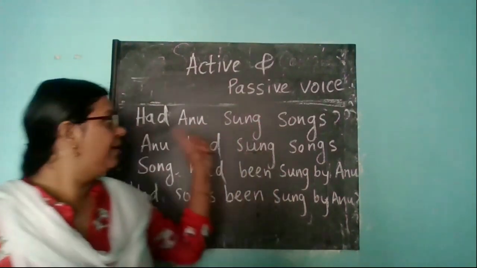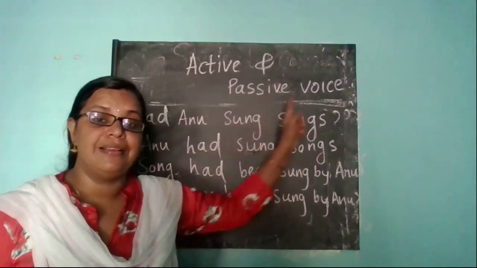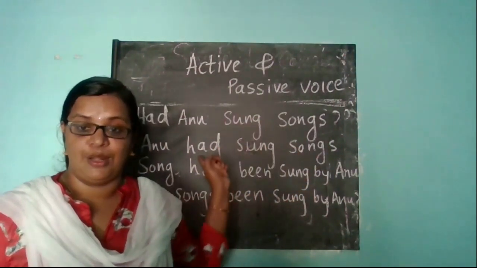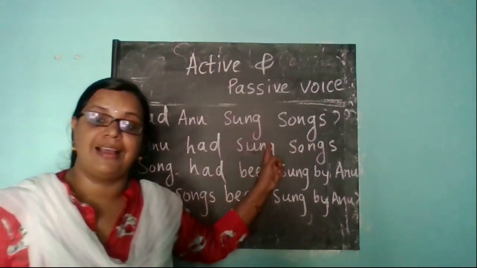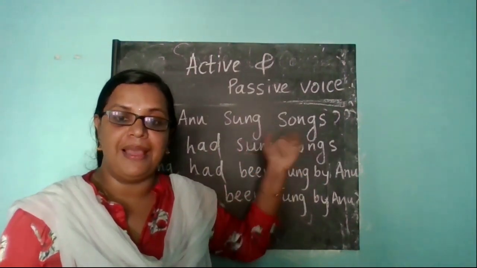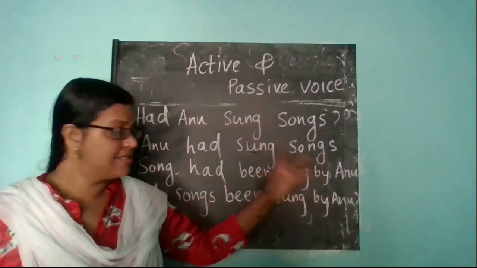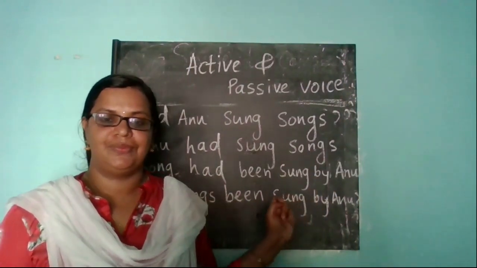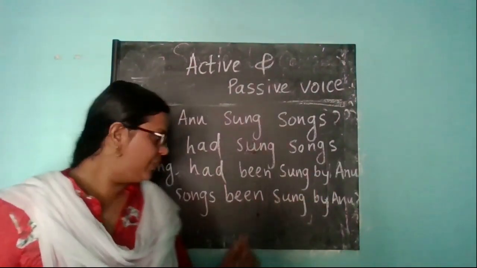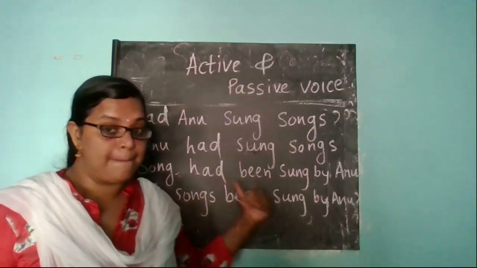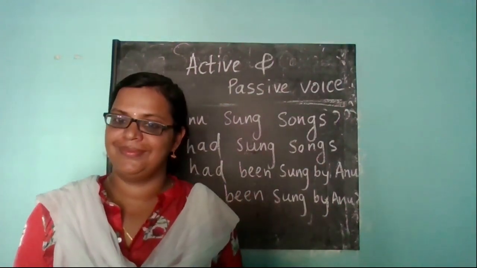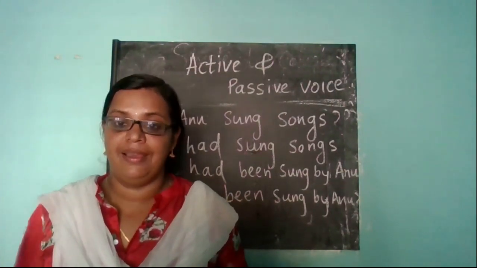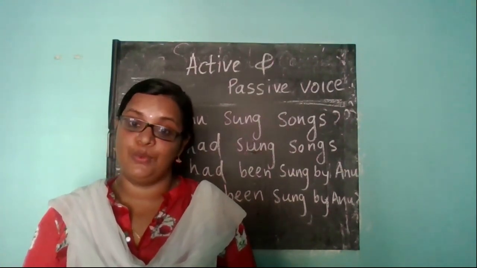Children, in past perfect, no other confusion because we have to use only had. See this example. Had Anu sung songs? Change into assertive sentence. Anu had sung songs. Then passive voice. Songs had been sung by Anu. Change into interrogative. Had songs been sung by Anu? Clear? You can follow the same pattern in future perfect tense too.